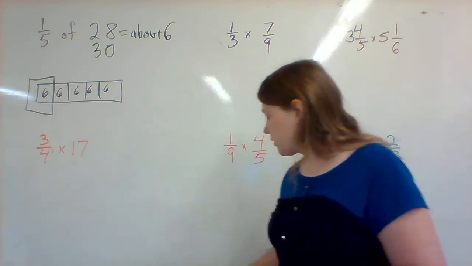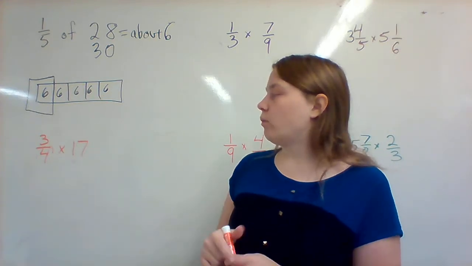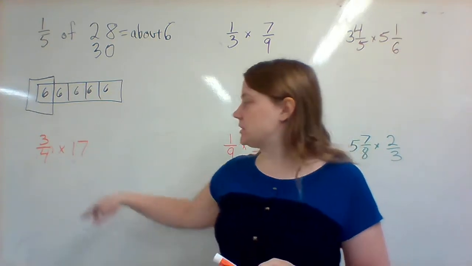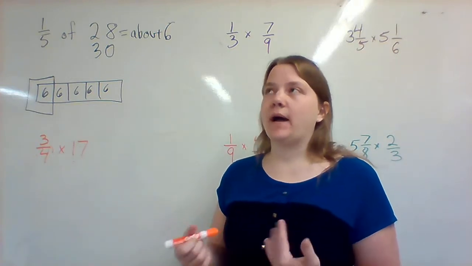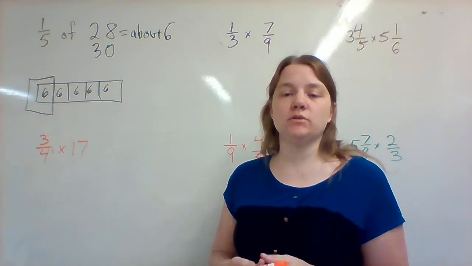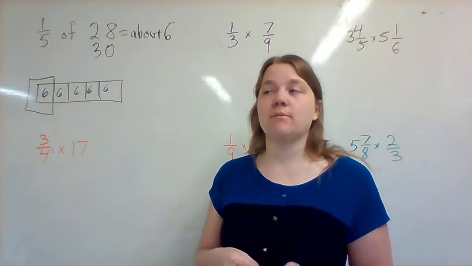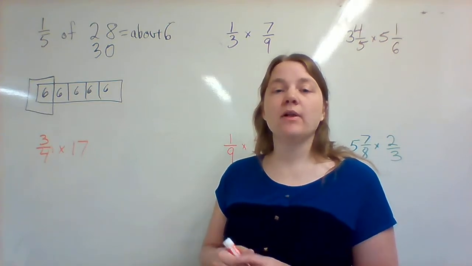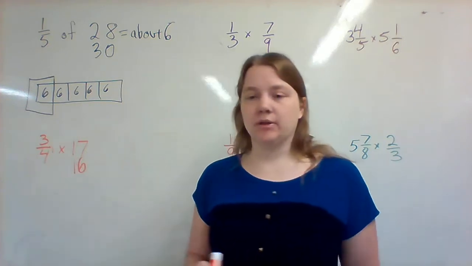Let's take a look at 3/4 times 17. Now, what number is 17 close to that can be divided by 4? If you were to think about just plain rounding, you might round 17 up to 20. But 17 is actually closer to another number that can be divided by 4. It's actually closer to 16. So we're going to bump that down a little bit.